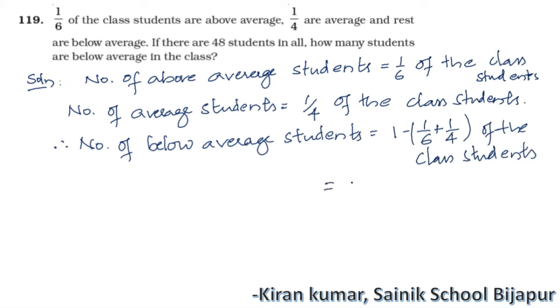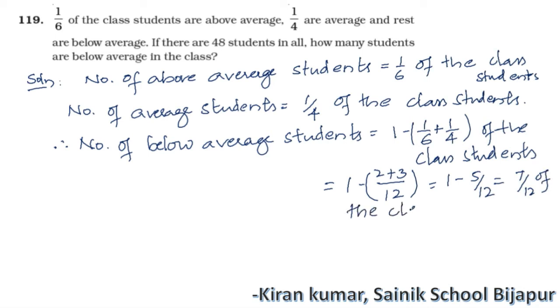Let's simplify this. We get 1 minus, the LCM is 12. If 12 is the LCM, it is 2 plus 3, so we get 1 minus 5 by 12, which is 7 by 12 of the class students.